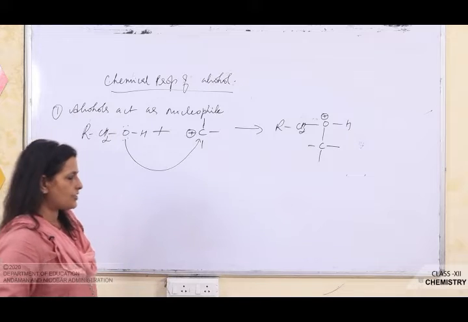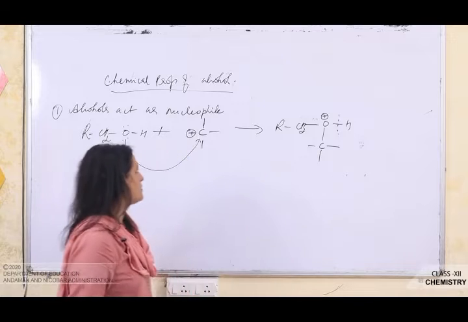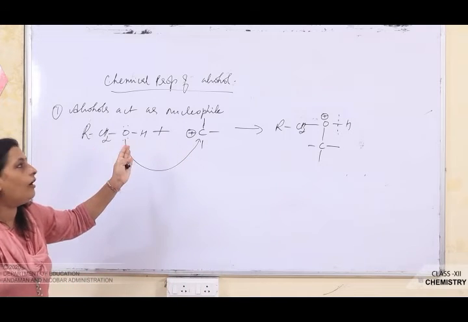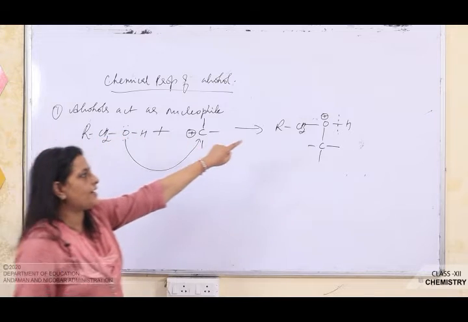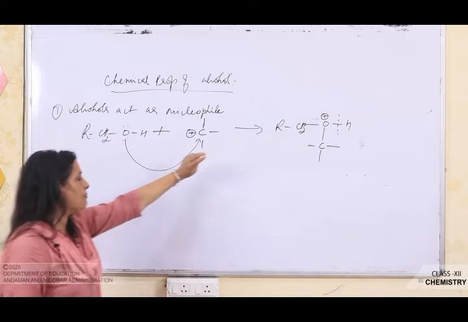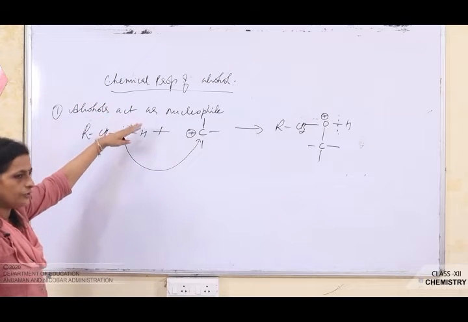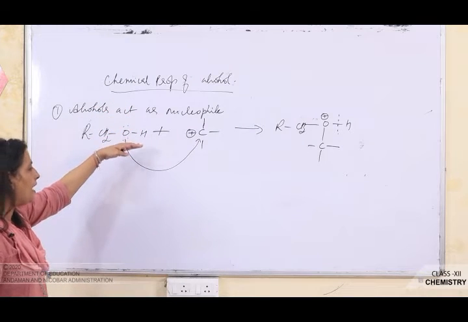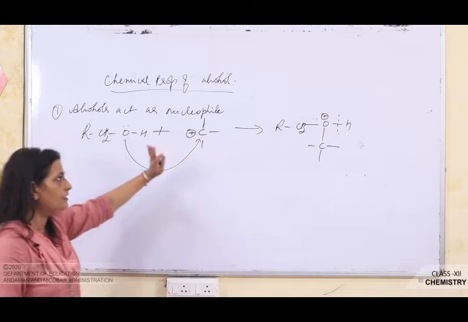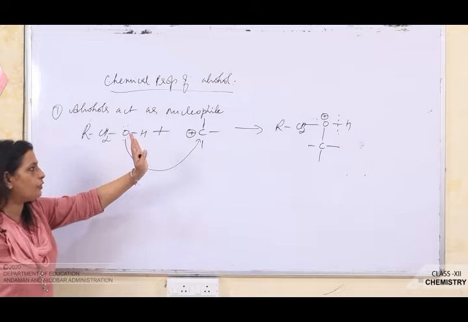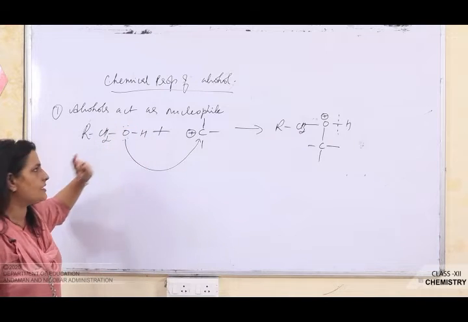Now, during this reaction, the oxygen hydrogen bond cleavage takes place. So, is it clear? When alcohol acts as a nucleophile, the oxygen hydrogen bond cleavage is taking place. So, the first chemical property of alcohols is that it can act as a nucleophile, and this comes as mechanism in the preparation of ethers. Is it clear? So, why is alcohol acting as a nucleophile? Due to the presence of lone pair of electrons on the oxygen atom.